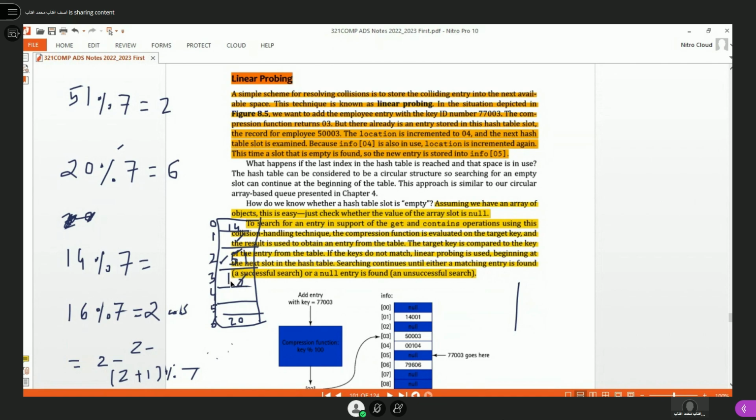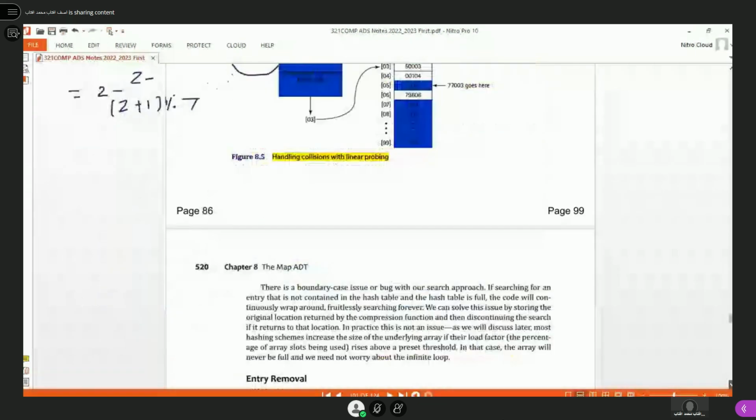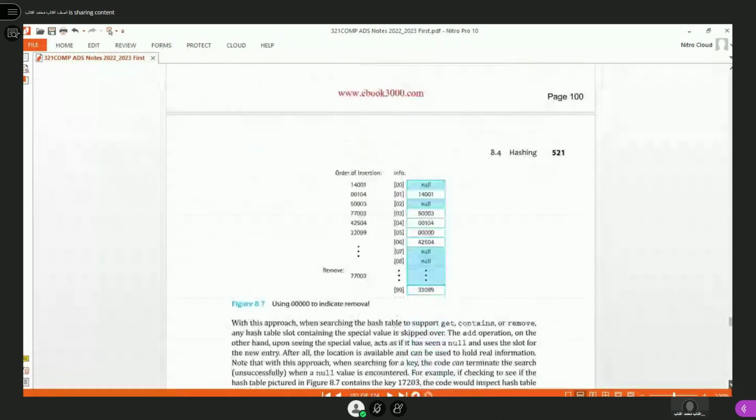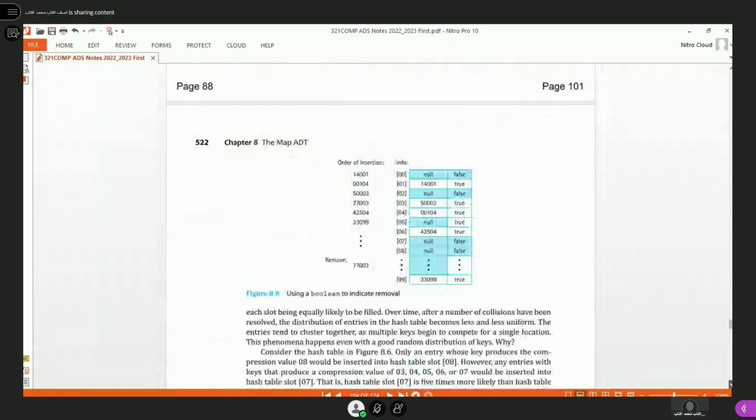If here also there is a collision, then 3 plus 1, 4 here. If here also a collision, then the next one, and if here is also a collision, then you go up here. This is one of the simplest ways of linear probing. You have to remember both, linear and bucket. Practice both.